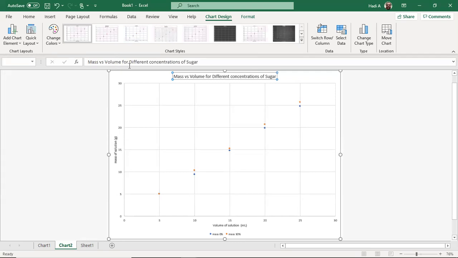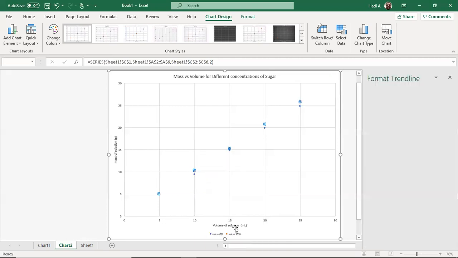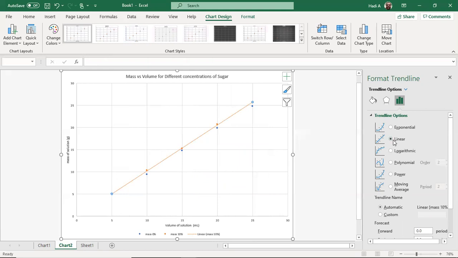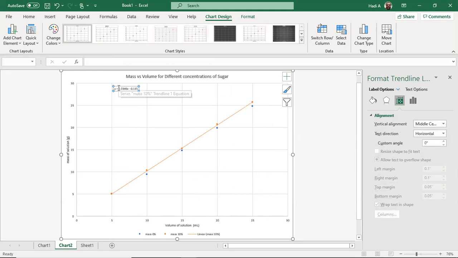Now you will need to do the trend line just like we did last week, and the trend line will help you determine what the density of these different solutions are. So again, what you do is you find a point, you right click, add trend line, make sure linear is posted, and also display equation. So for the orange dot, we have the trend line, and again, the number in front of X is the density.